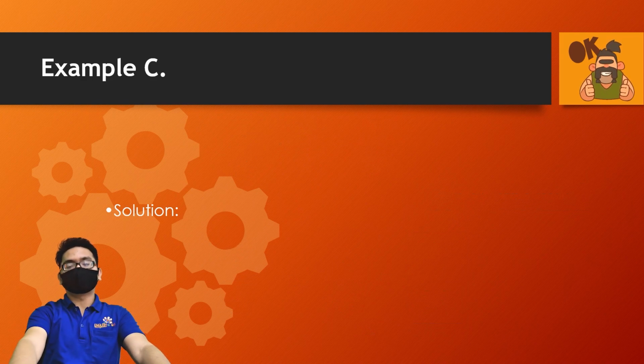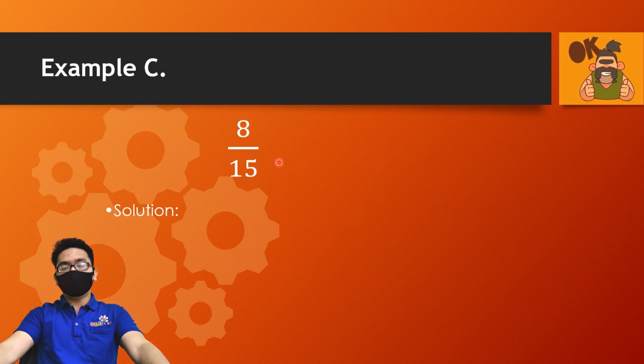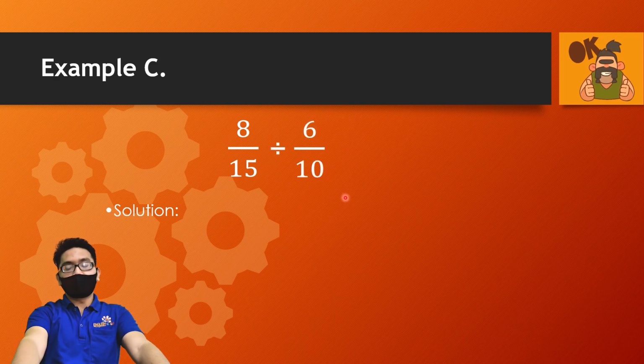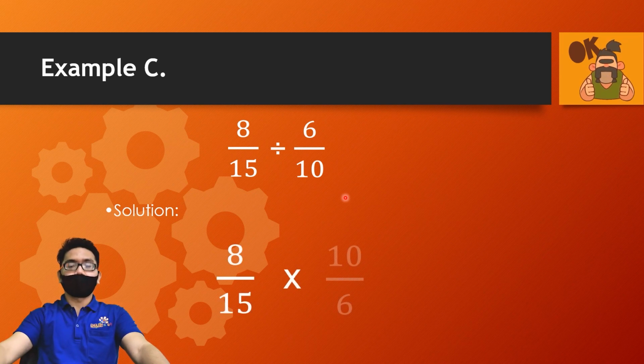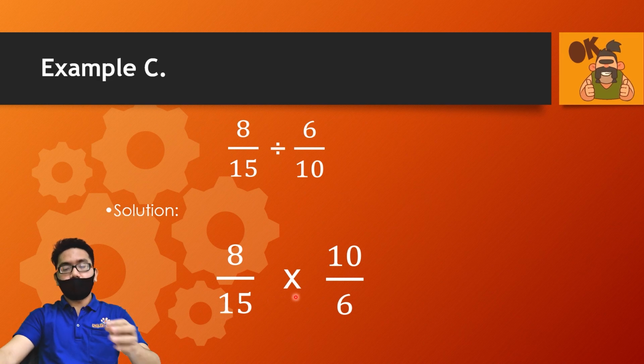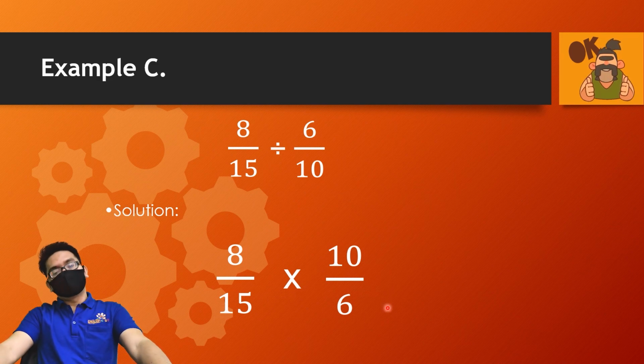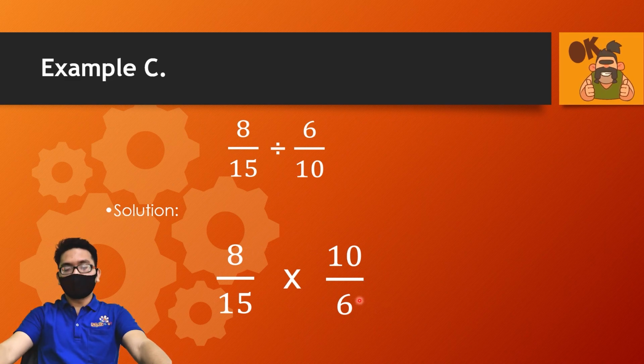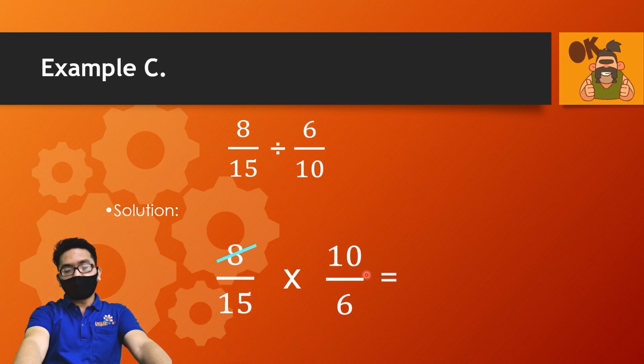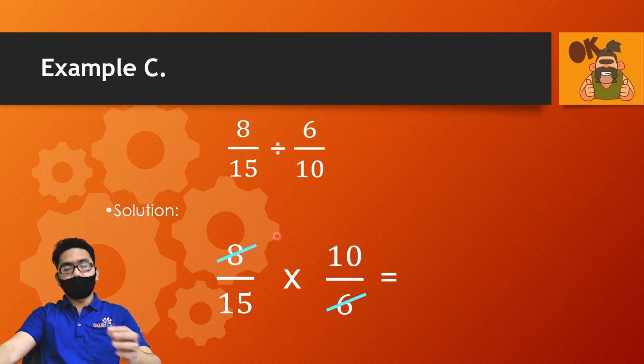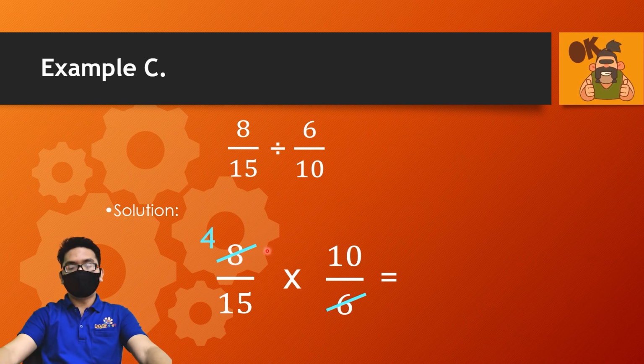Example, letter C. 8 over 15 divided by 6 over 10. Again, keep, change, flip. Can we cancel out these numbers? Yes, we can cancel out 8 and 6. We can divide these numbers by 2. 8 divided by 2 equals 4. 6 divided by 2 equals 3.